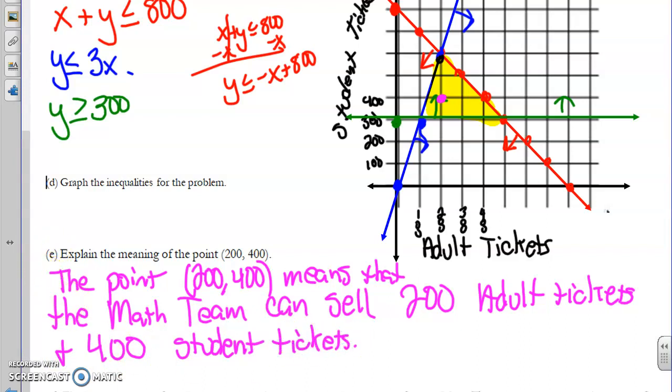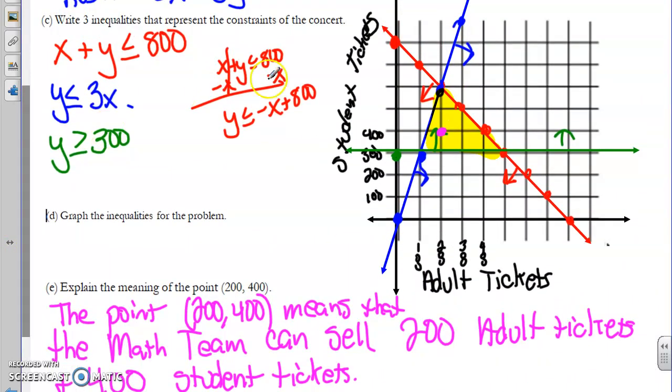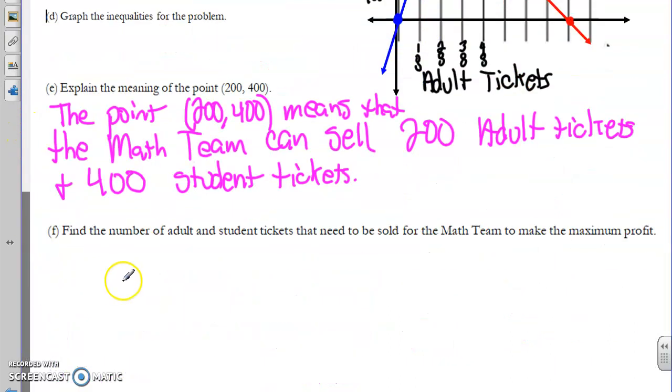Okay. All right. Last question. Find the number of adult and student tickets that need to be sold to get the maximum profit. We figured out the hard way, though, I do not need to test everything that's highlighted. I only have to test the extremes. The extremes of your graph are the vertices. So my vertices are 100, 300, 500, 300, and 200, 600. So I have to test those 3 points. You only have to test the 3 points.